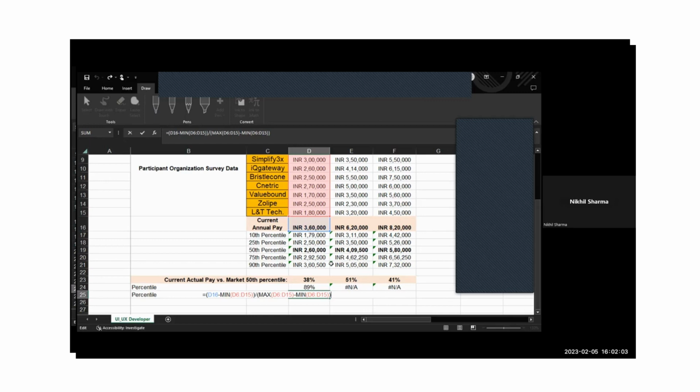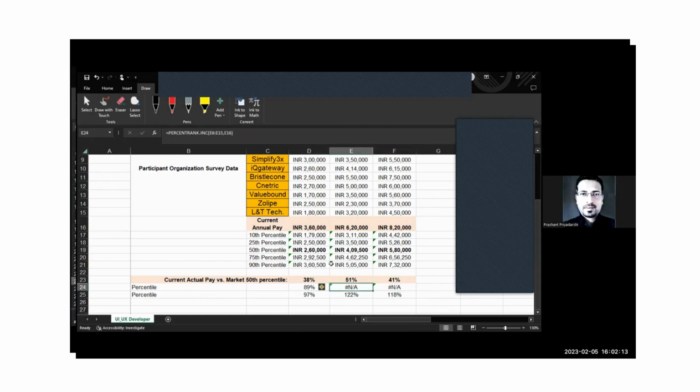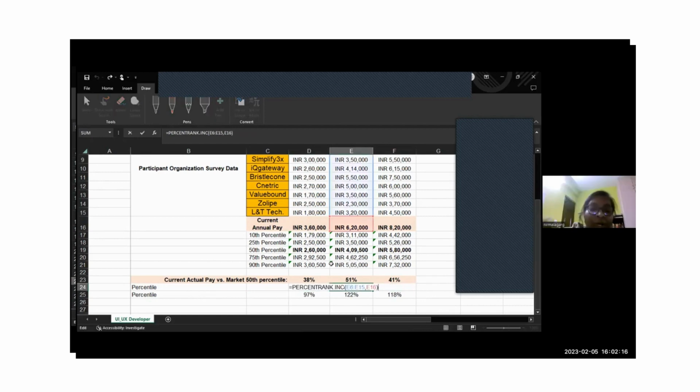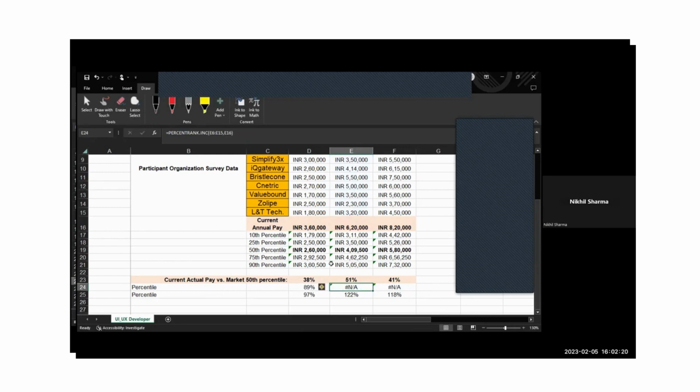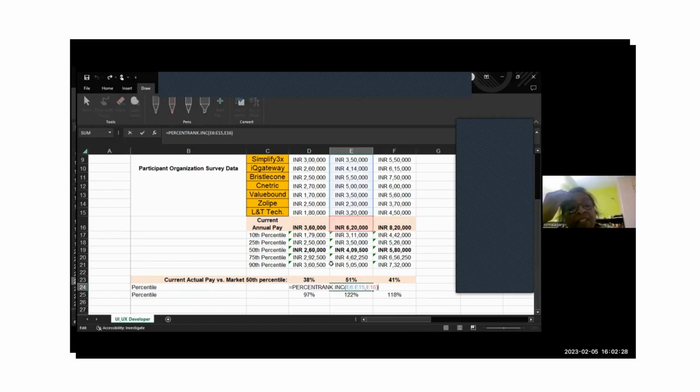Okay, perfect. But ma'am, the challenge I was getting was that when I was using the percentile formula, it was not calculating; it was coming out as #NA. Is there something wrong that I'm doing? Tell me which one you are doing. For the second category, when I'm looking at the current pay which we are offering, it is 620,000. Okay, yes.